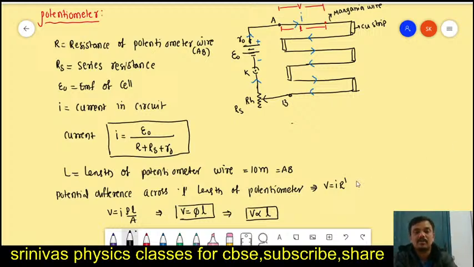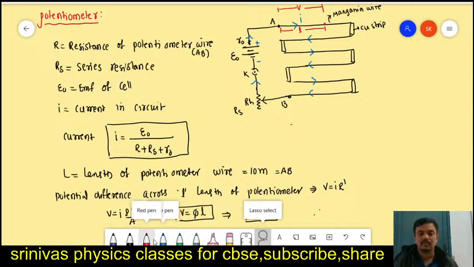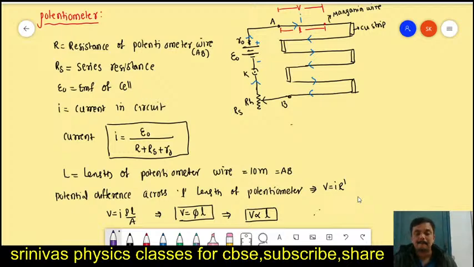What is the principle of potentiometer? You take the screenshot right here. This is the principle of potentiometer: the potential difference across the potentiometer wire is directly proportional to its length.